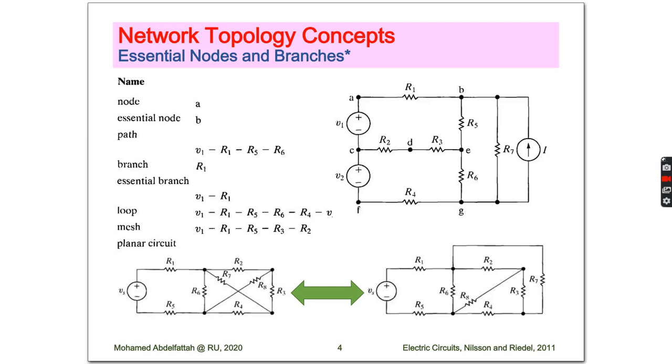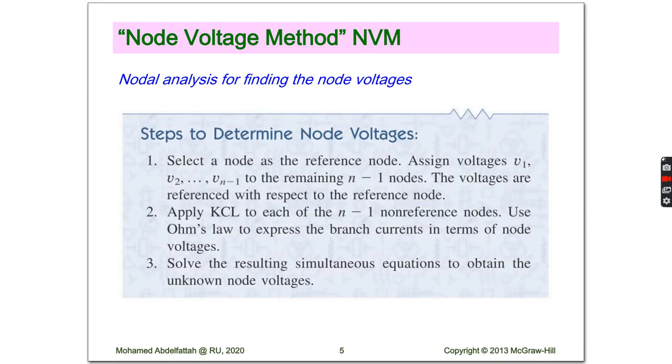This is an example showing the different types of nodes and the different types of branches and so on. You can see here we have the simple or basic node connecting two branches, but we have another essential node B that connects three branches or more. So you can see here we have four branches. We have also the meshes here. We have the planar circuit definition here, but we'll come to this later with the mesh current method.